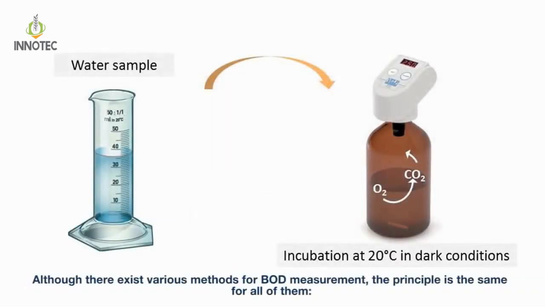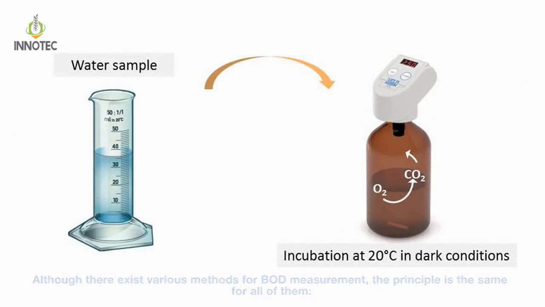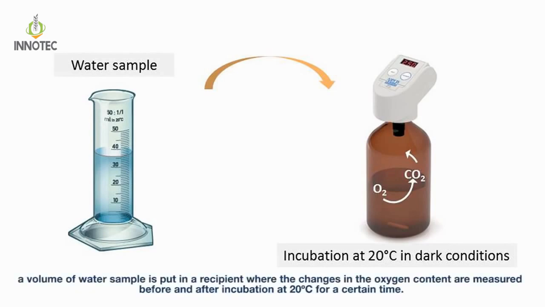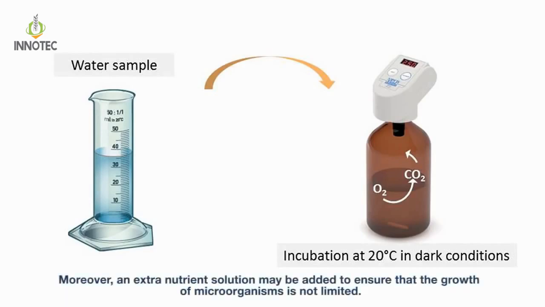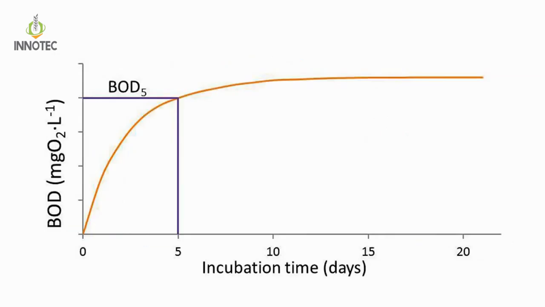Although there exist various methods for BOD measurement, the principle is the same for all of them. A volume of water sample is put in a recipient where the changes in the oxygen content are measured before and after incubation at 20 degrees for a certain time. If the sample is expected to have a low content of microorganisms, an inoculum should be added. Moreover, an extra nutrient solution may be added to ensure that the growth of microorganisms is not limited.